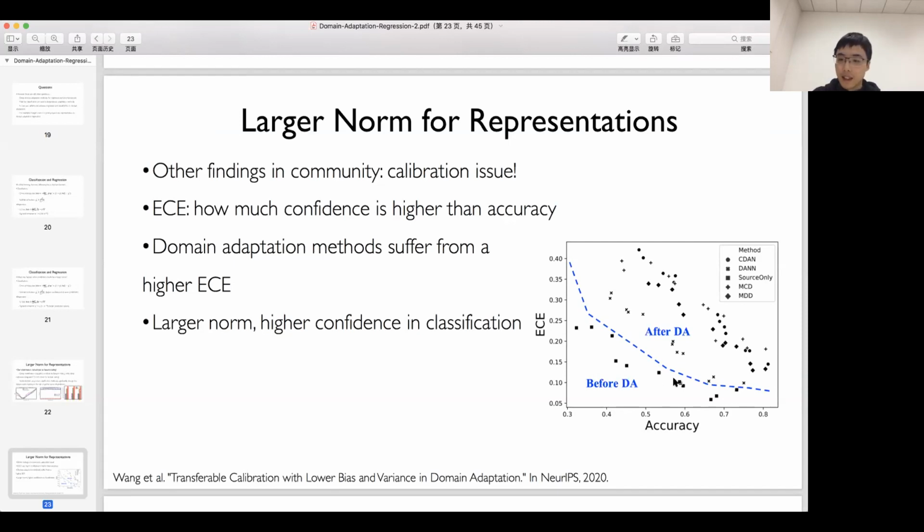So in the figure, you can see that if we use a domain adaptation method, the ECE loss will be enlarged. It means that using a domain adaptation method will cause higher confidence, but not equally higher accuracy. So I think these observations are similar. Using domain adaptation methods will lead to larger norms for representations and higher confidence in classification.